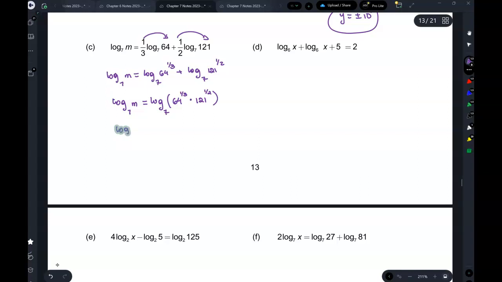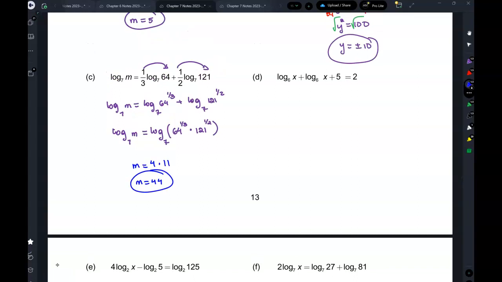Okay, now take a look. I have log base 7, log base 7. I can set the insides equal to each other. So m is 64 to the 1/3, the cube root of 64, that's 4, times the square root of 121. So this is 44.